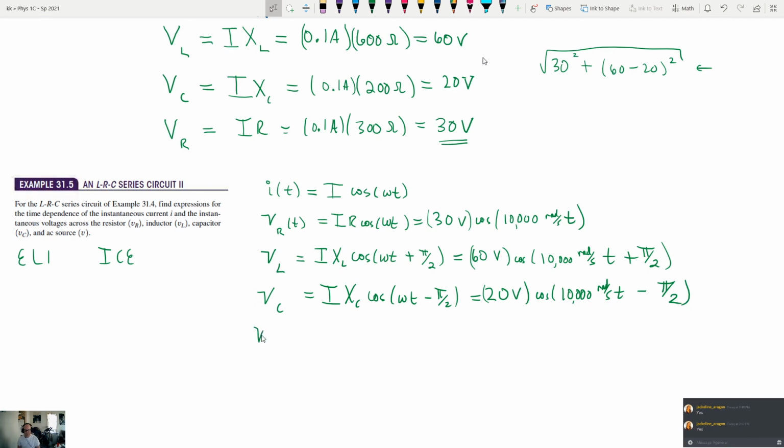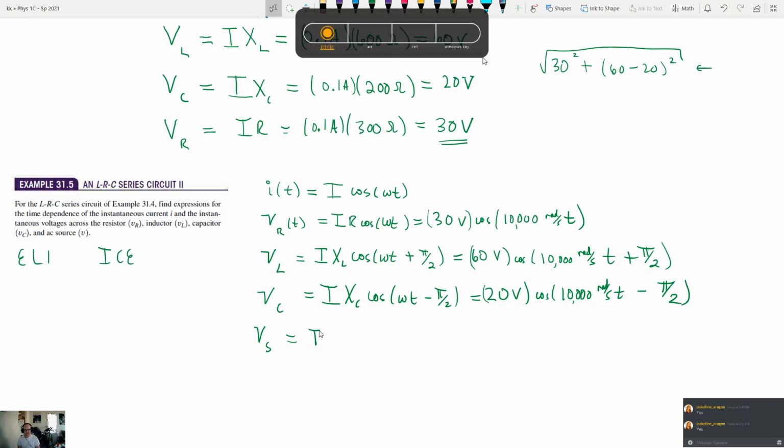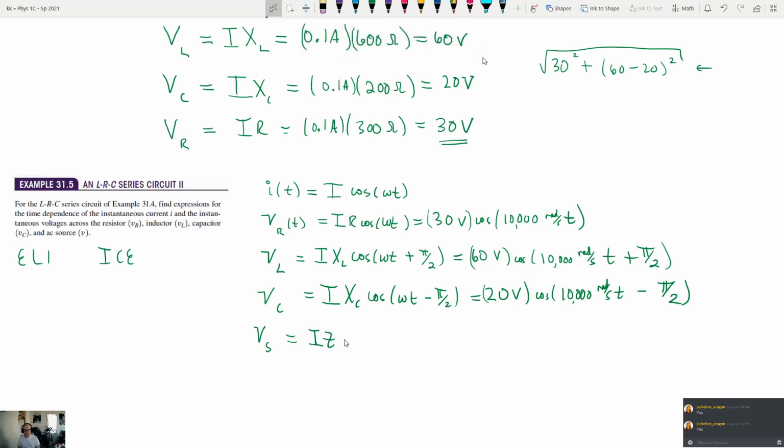And then finally, the voltage across the source, which is going to be equal to Vs, which is also equal to I Z times the cosine of omega t. And now this is going to be plus or minus phi. But to determine if it's plus or minus, all you need to do is figure out which is bigger, XL or XC, right? XL is greater than XC, so that means it's going to be plus, because L is the one that leads.